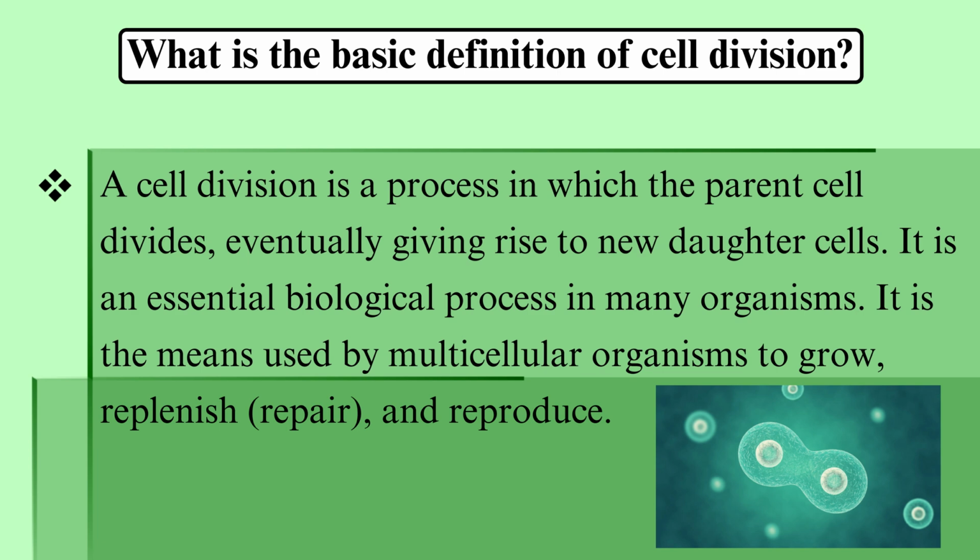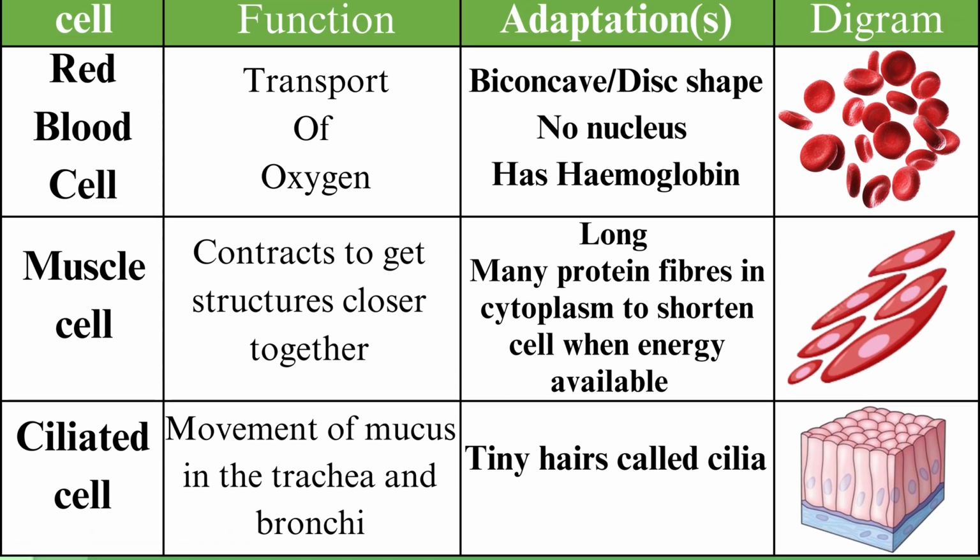What is the basic definition of cell division? Cell division is a process in which the parent cell divides, eventually giving rise to new daughter cells. It is an essential biological process in many organisms. It is mainly used by multicellular organisms to grow, replenish, and reproduce.